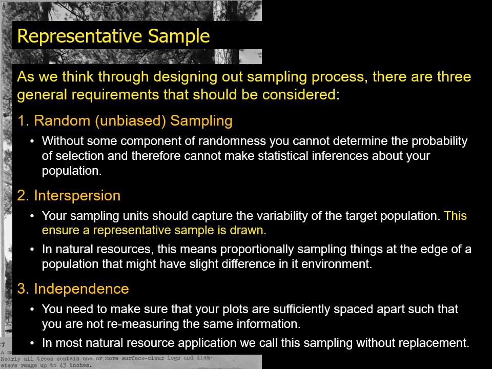And finally, we need to ensure that our samples are independent. You need to make sure that your plots are sufficiently spaced apart such that you are not remeasuring the same information or that your samples do not have autocorrelation between them. In natural resources, we generally accomplish this by using what's called sampling without replacement.